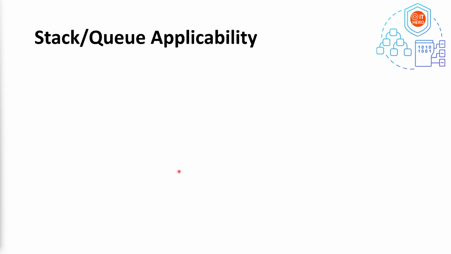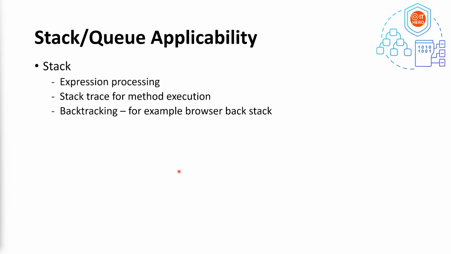Next, let's talk about the applicability of stacks and queues. Stacks are very good for expression processing. They are also good for stack traces, for keeping the method execution, and for backtracking, for example the browser back stack if you navigate. Queues, on the other hand, are good for order processing and for message queues. We also saw the stack and queue examples.